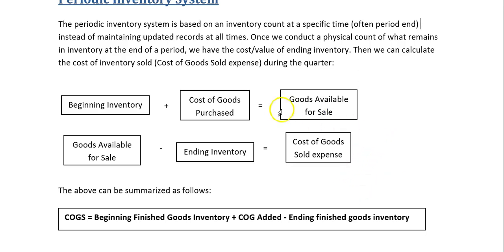So if we were to take away this intermediary step, goods available for sale, we can get a more succinct formula. We have cost of goods sold equals beginning inventory plus the cost of goods added minus ending inventory. So this formula here gives you your cost of goods sold for the period.